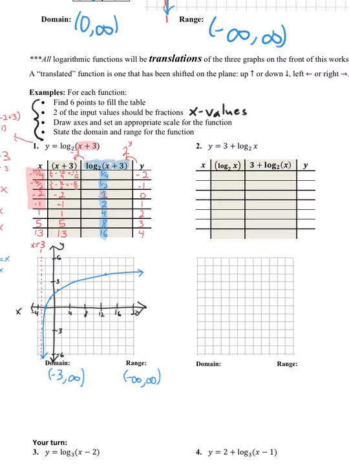Problem number 2, unfortunately, is where it's going to get a little bit trickier. And the reason problem 2 gets a little trickier is because now it's this 3 plus, and that's not attached to the logarithm. So what you need to do first is you need to subtract 3 from both sides of the equation. So you go y minus 3 equals log base 2 of x.